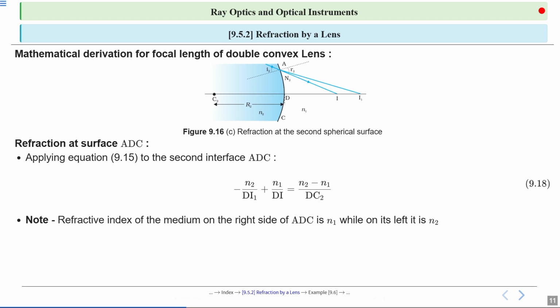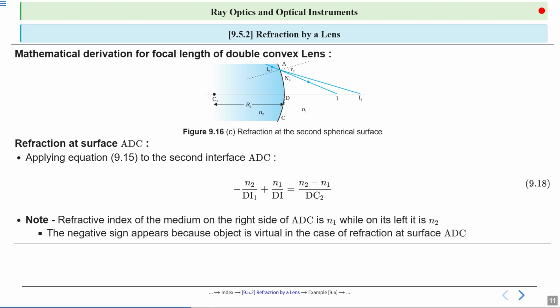Now there is only the solution part. Note the refractive index of the medium on the right side of ADC is N1, while on its left it is N2. And the negative sign appears because the object is virtual in the case of refraction at surface ADC. That's why we applied the negative sign here, because the object is virtual for this ADC surface.